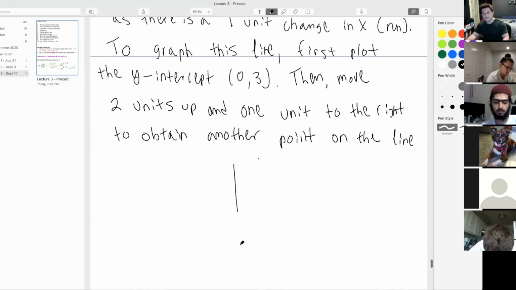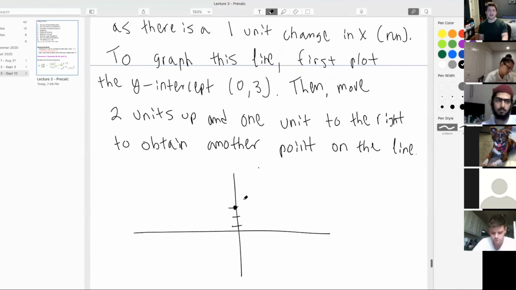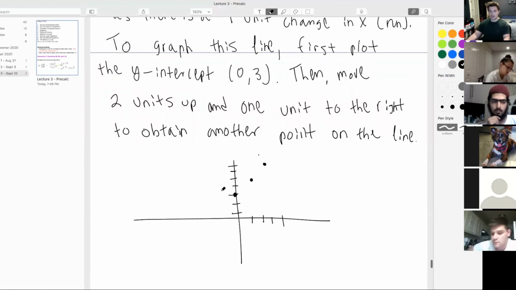Okay, so let me first plot the y-intercept. The y-intercept is 0, 3. So I just go up 3 units on the y-axis. Now, to get other points on this line, I move 2 units up and 1 unit to the right. Here's the y-intercept. Now I'll move 2 units up, 1, 2, and then 1 to the right. Good, now let me do that again. 2 units up and 1 to the right. Very good, and now just connect your dots with a line, and you're done.